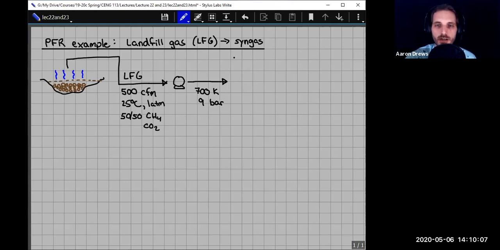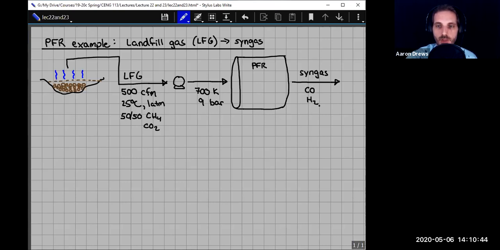And then we want to send it to our reactor. I'm going to draw our reactor as a fairly strange shape of a PFR, big tubular reactor. So this is a PFR. We're going to add more detail to our PFR in a minute. I just want to show you why we have our PFR. And then coming out the other side is the useful stuff. Coming out the other side of our PFR is something called syngas. Syngas stands for synthesis gas. The reason it's called synthesis gas is because the two primary components of it are carbon monoxide and hydrogen. Those are both really helpful when it comes to synthesizing other molecules.